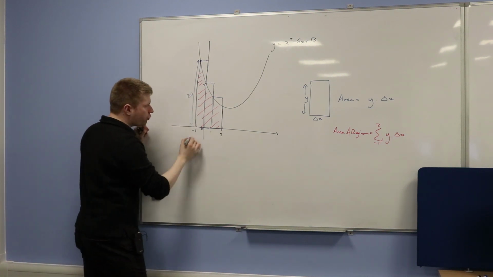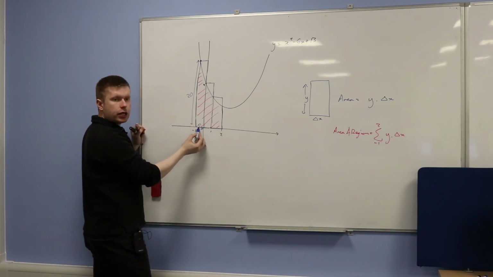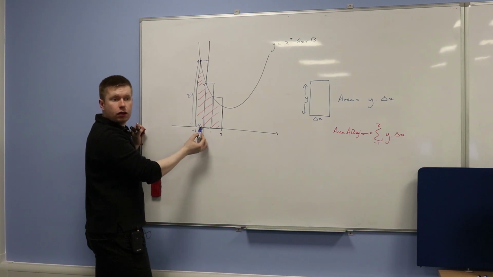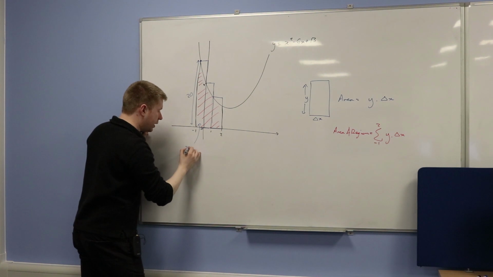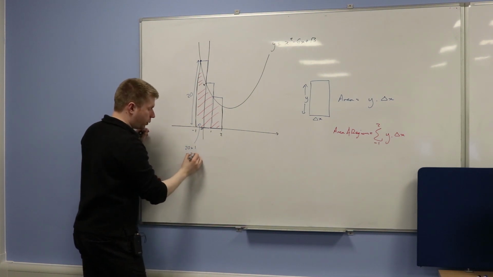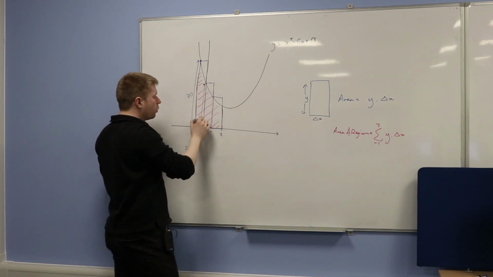So in other words, the first rectangle is going to be the base, the change in x, which in this case is 1, multiplied by that y value. So I'm going to get 20 multiplied by 1, which of course is just 20. Do you get the idea? All right, so for the next one, what's that height going to be?